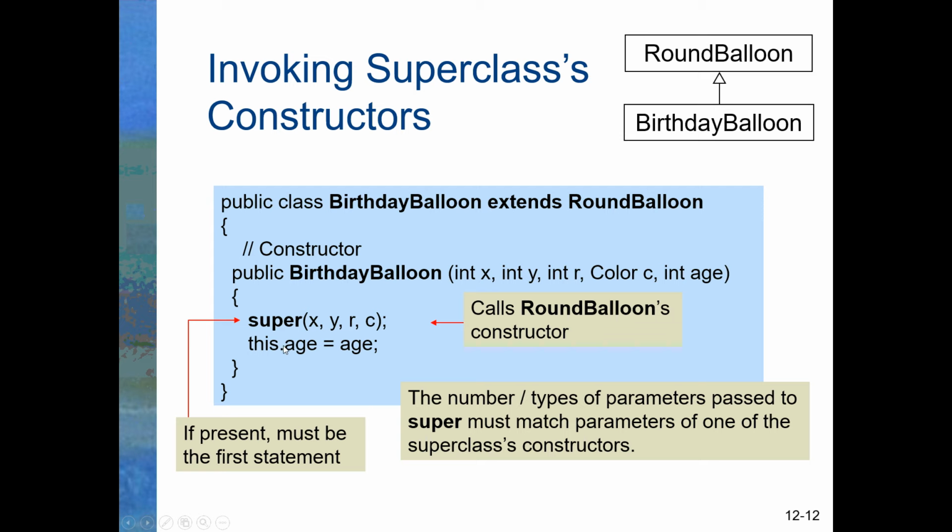Also, it does mention down here, if you're calling the super constructor, it needs to be the first thing in the line right here. All right. And then again, it has to match. So if there's not a constructor that has four variables in it, it's not going to work. Or if it's like two integers and two colors, that wouldn't work because these are three integers and a color. So you got to make sure they match up exactly.